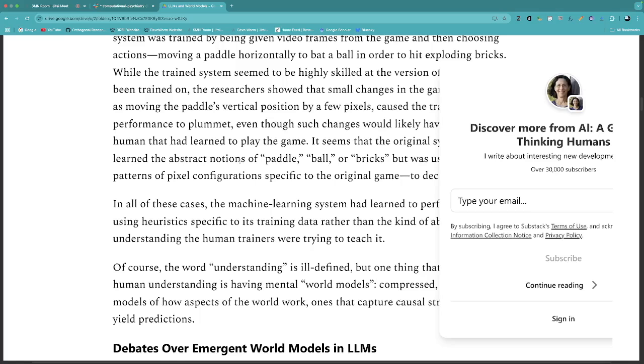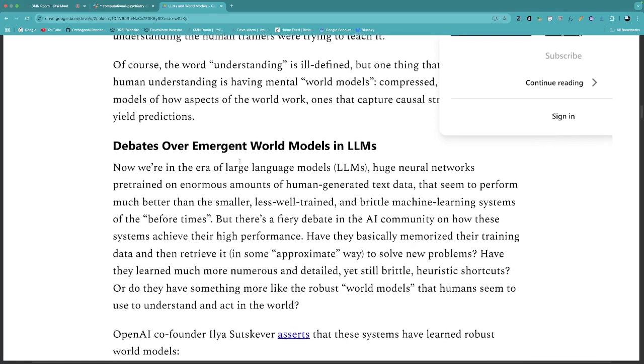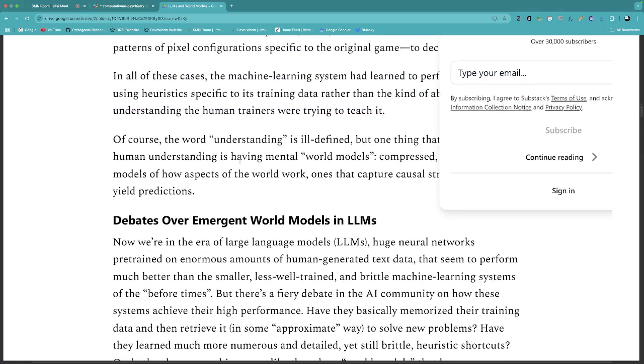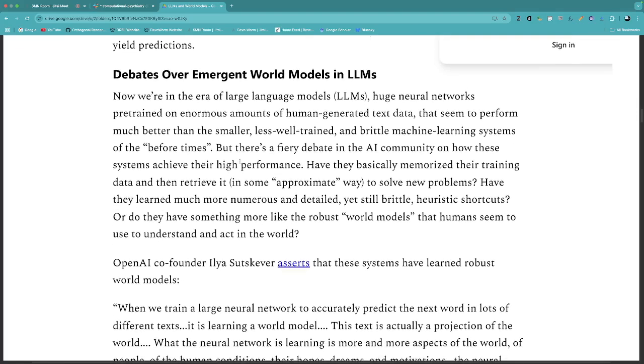All right. It seems that the original system learned the abstract notions of paddle, ball, or bricks, and it was using the patterns of pixel configuration specific to the original game to make those decisions. So it's using these heuristics to learn, to generalize. And the problem with using heuristics is it doesn't have the proper context. It doesn't have these world models. And so now we're having these debates about emergent world models.